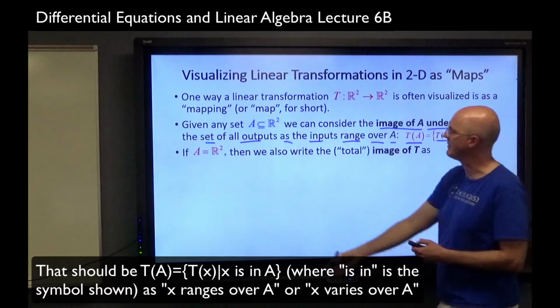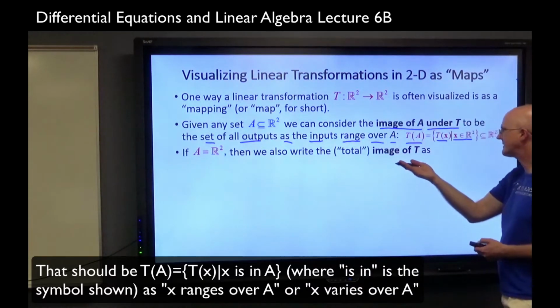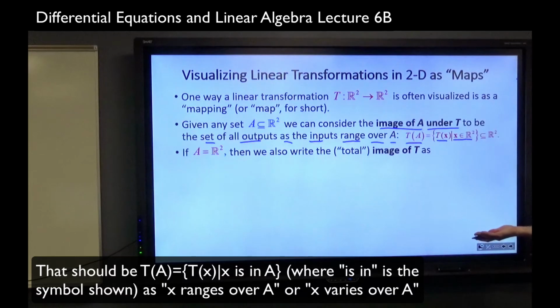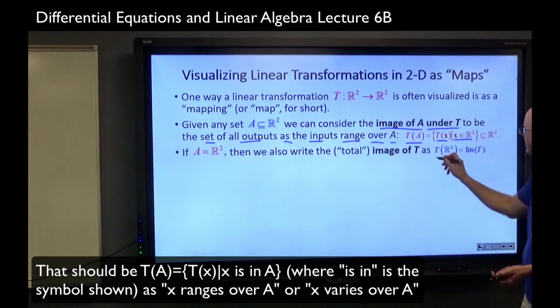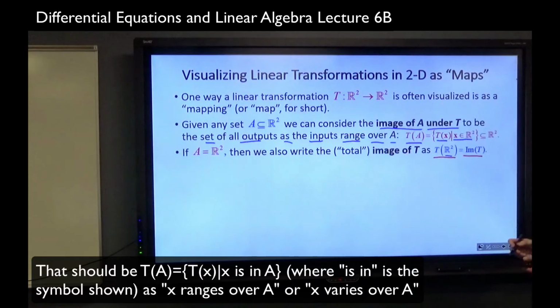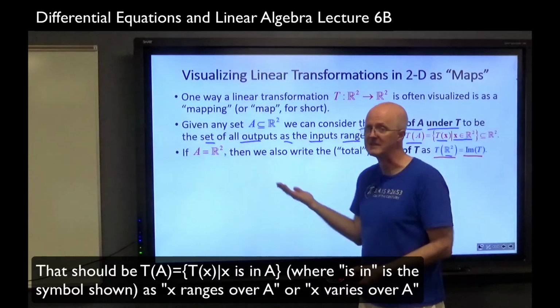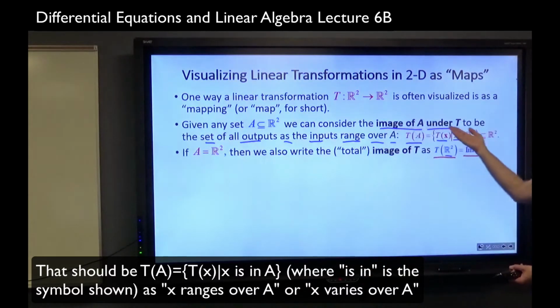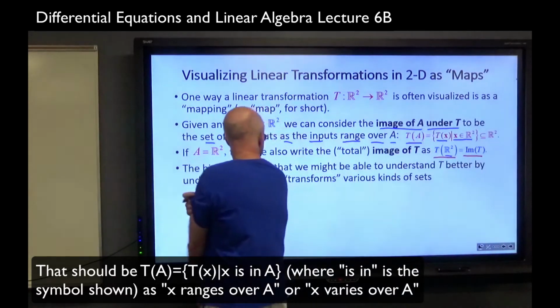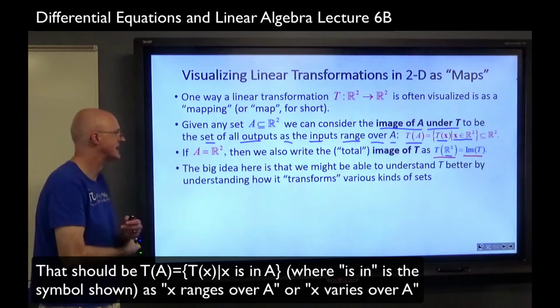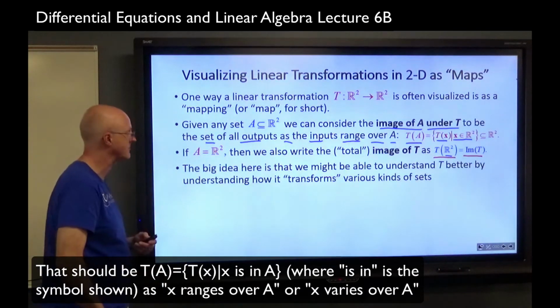If A is all of R2, the entire plane, we could also write the total image of T itself as the set of all outputs as you range over the entire plane. An alternative notation for that is ImT, the image of T itself, so to speak. You could also call it the image of R2 under T, just like this was the image of A under T up here. But it'll be convenient for us to use ImT in certain situations in the future. The big idea here is we might be able to understand T better by understanding how it transforms various kinds of sets. We're about to consider examples.